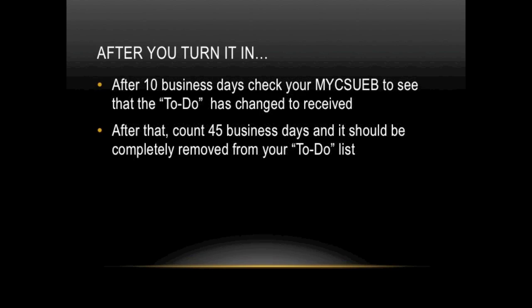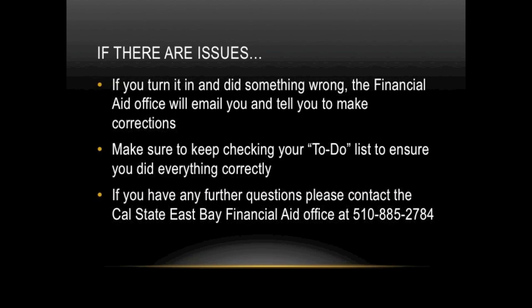To check this, you can log back into your My CSU EB. When you click on the details of the to-do status, the status of your form should have changed from initiated to received. After you have verified that, you can count 45 business days from that date, and it should be completely removed from your to-do list. If there are any issues, you need to contact the Financial Aid Office right away. For example, if you did something wrong on the form, the Financial Aid Office will send you an email and you will have to redo the form. Make sure to keep checking your to-do list to ensure you did everything correctly.